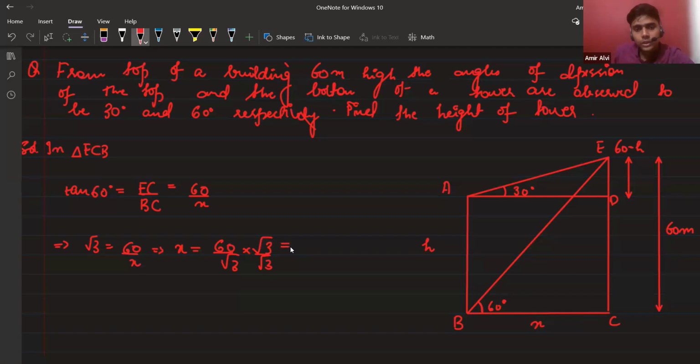So it will be 60 root 3 by 3, which is 20 root 3. So x is equal to 20 root 3 meter. Clear? So the value of x is given.